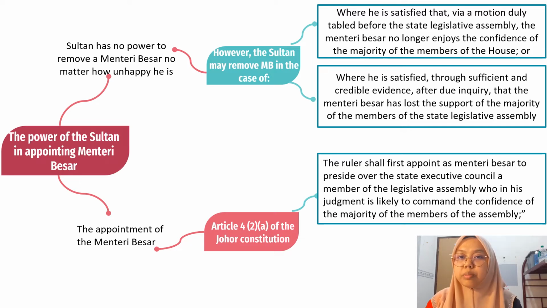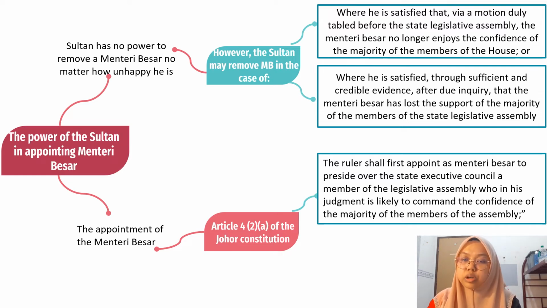However, the Sultan may remove the Menteri Besar where he is satisfied that, via a motion duly tabled before the State Legislative Assembly, the Menteri Besar no longer enjoys the confidence of the majority of the members of the House, or where he is satisfied through sufficient and credible evidence after due inquiry that the Menteri Besar has lost the support of the majority of the members of the State Legislative Assembly.